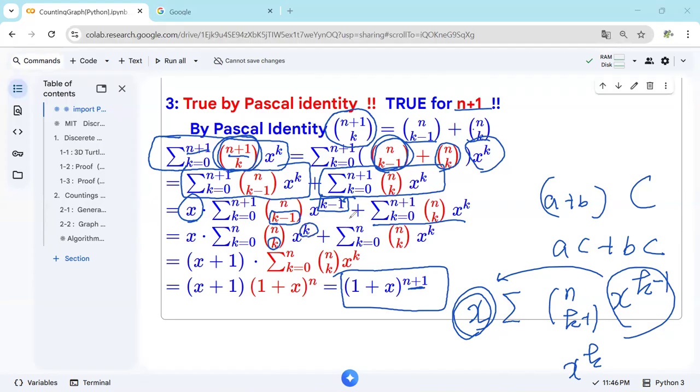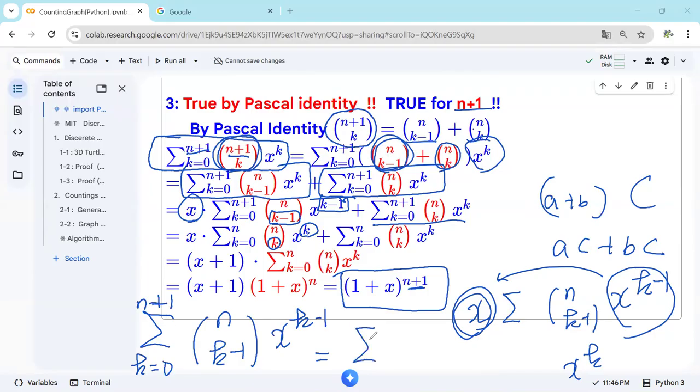Use the k variable. This is a kind of mathematical notation: minus 1, x to the k minus 1, sum from k is 0 to n plus 1. Then this one can be expressed as: let k minus 1 be, let this be apple. K minus 1 is a kind of apple.